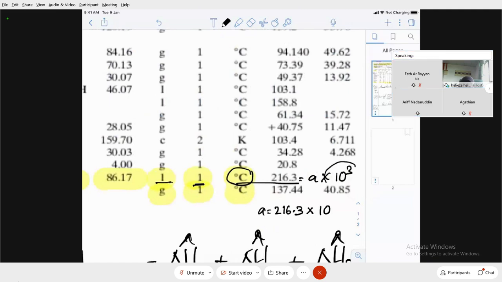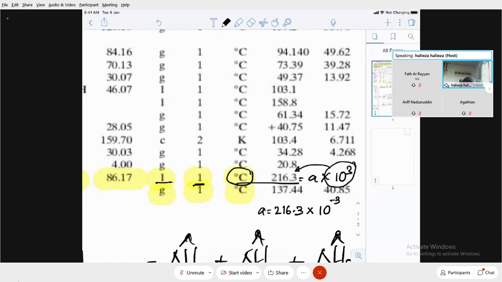Bring this over to that side because you wanted the A. So it should be 10 to the power of negative 3 or 3? Negative 3. It should be negative 3.